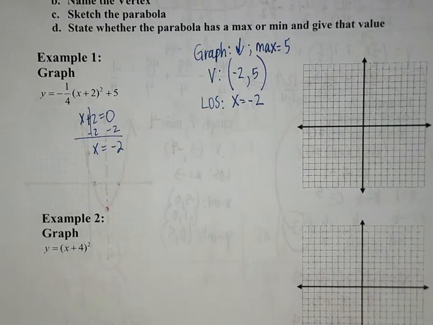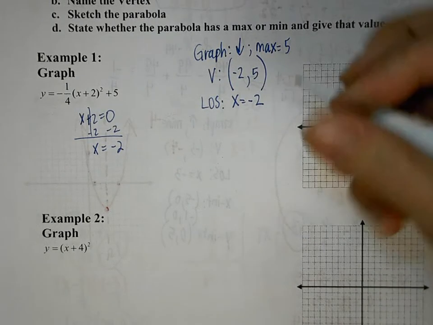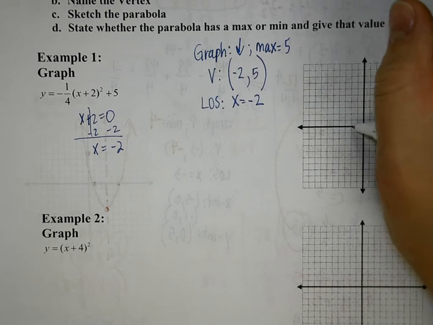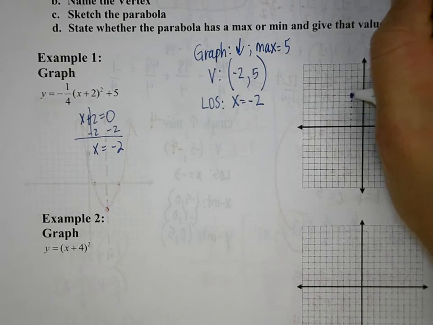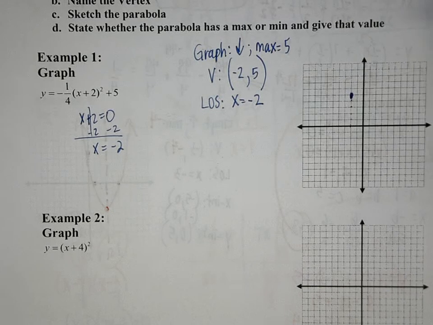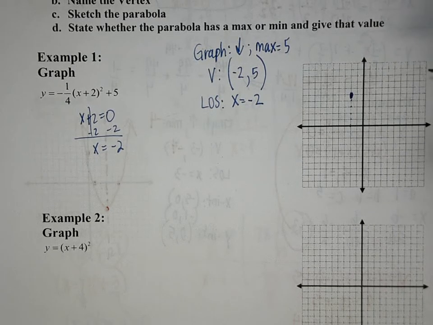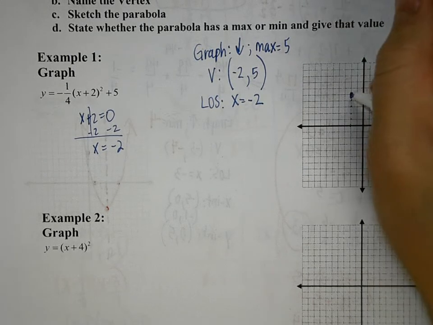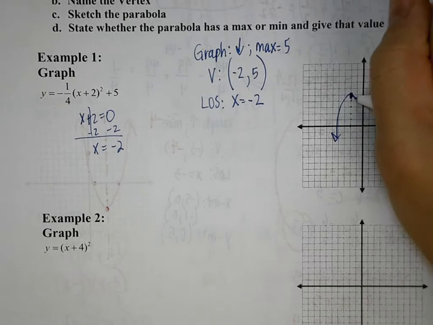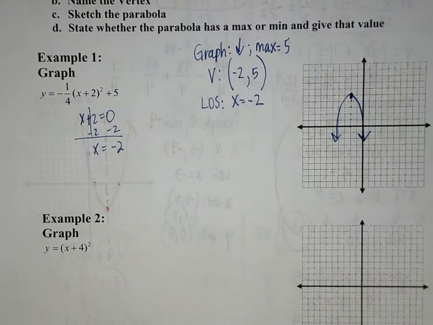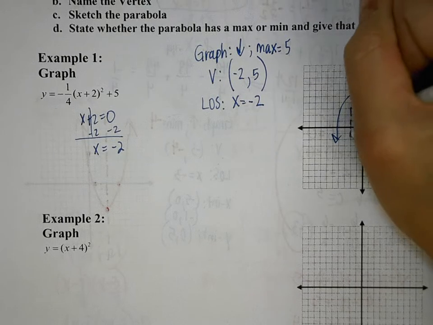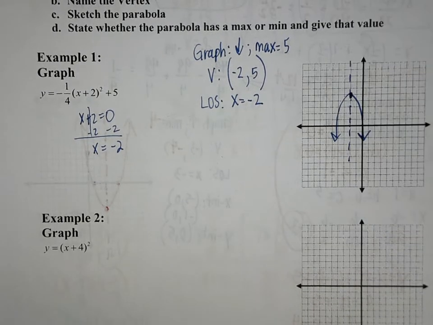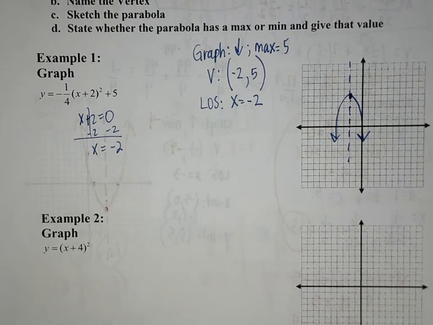Okay? And then let's go ahead and sketch this. So where do I go? Negative 2, up 5. From there, our graph goes which way? Cha-ching. Okay? And then our line of symmetry just goes through the middle. And you're done. A little easier than yesterday, huh?